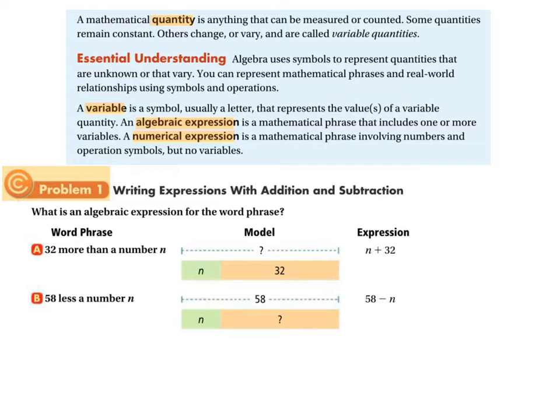And the phrase in this case, A, is 32 more than a number n. We're going to start with the number n. That's the variable. We don't know what that number is, this quantity here. And we're going to go 32 more than that. So we start with n, and then we go 32 more than that.